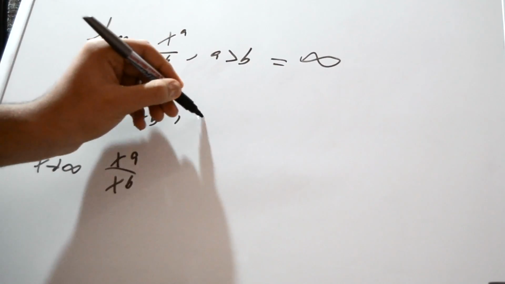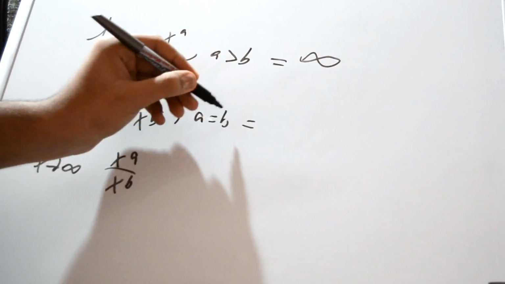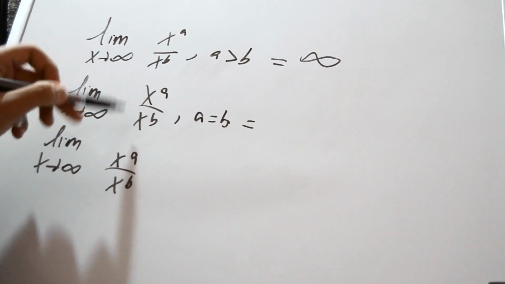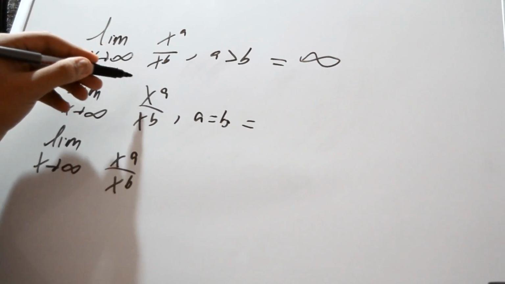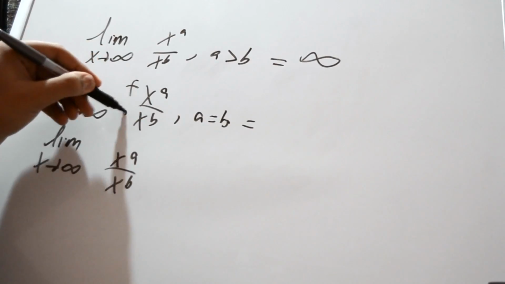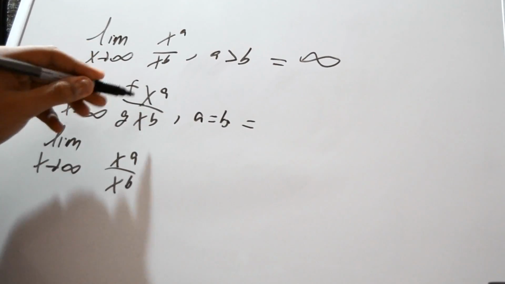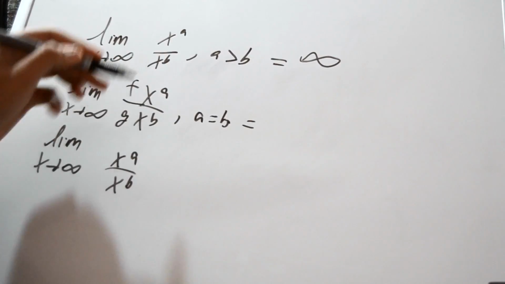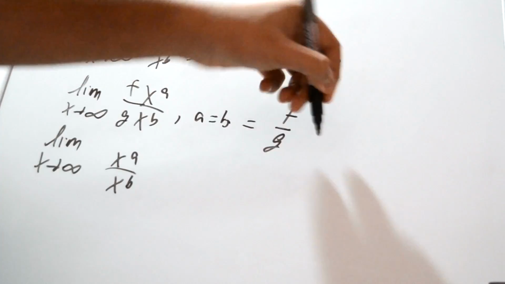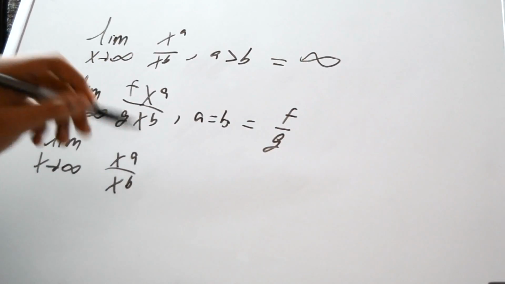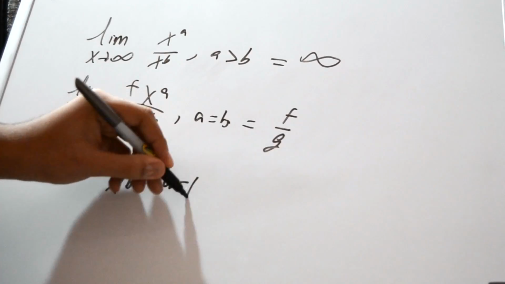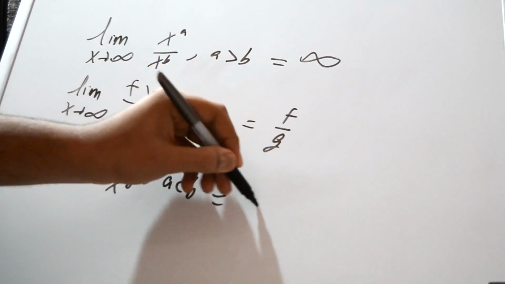And if they are equal, then it's the ratio between the coefficients of these terms. So we'll call the coefficients here f and g. These are the coefficients of these terms. So the answer here would be f over g, the coefficients of the whole terms. And if a is less than b, then it's just 0.